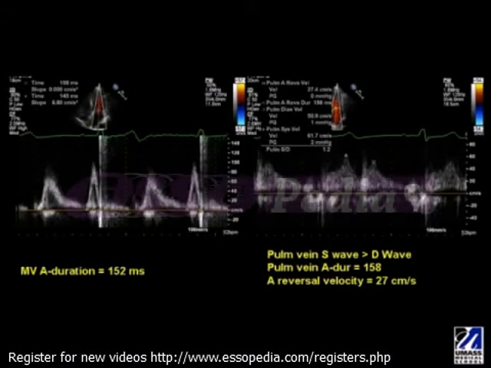In addition, here are the pulmonary vein recordings, and showing that the pulmonary vein S wave is greater than the D wave. The pulmonary vein A duration equals 158, as opposed to the mitral A wave duration, which is 152, so slightly increased. And we see that the atrial reversal velocity is just 27 centimeters per second.